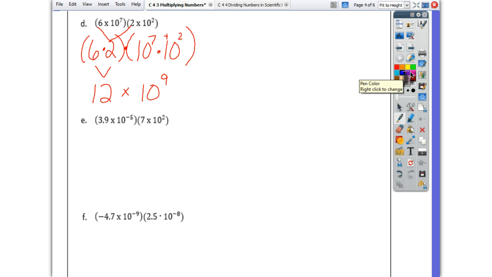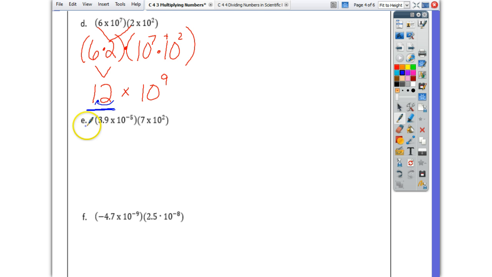This part is not done because right here. What's wrong with that? That number is not between 1 and 10. It's bigger than 10. So we have to fix it. We have to write it to be scientific notation. It's got to be 1.2. So we're going to have to move the decimal.